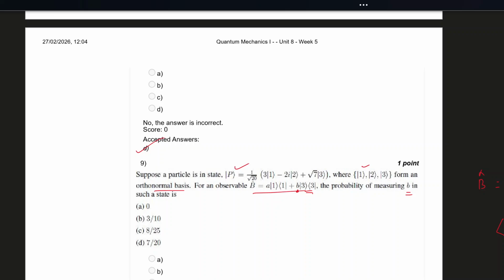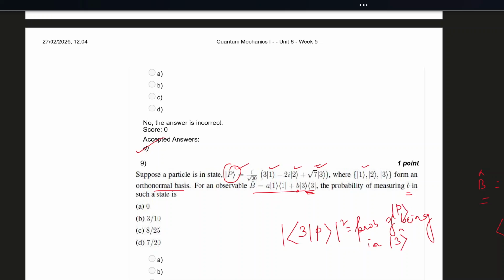So the probability of getting B out of this observable capital B is that you have to take it on the state 3, or you have to get the probability of the particle to be in the state 3 out of this whole state P. That is very simple, and a similar thing you have done earlier: whenever the total state is in components of states 1, 2 and 3, and you have to get the probability associated with basis state 3, then you have to take the bra 3 and the ket P, and then the whole mod square is the probability of the state of the particle being in the basis state 3.